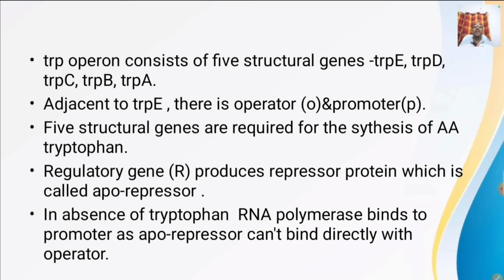Got it? So here the aim is something different. Here your transcription is required for the formation of the effector molecule, the amino acid. So transcription will happen when there is no effector molecule in the environment, and here the effector molecule is tryptophan. When tryptophan is found, the transcription will not occur, and when tryptophan is absent, the transcription will occur. So it's a bit different from the lac operon.